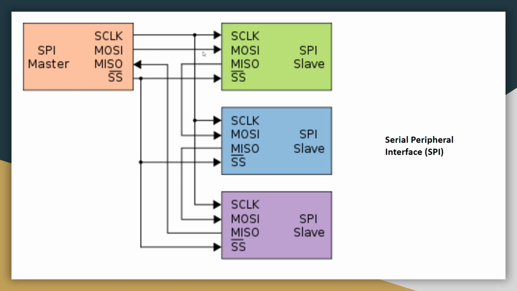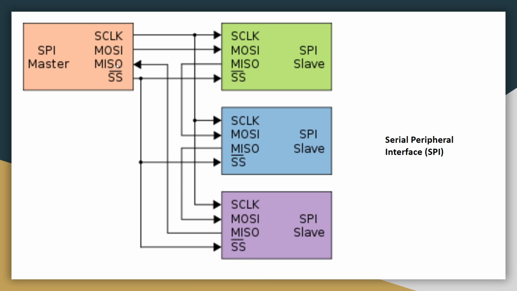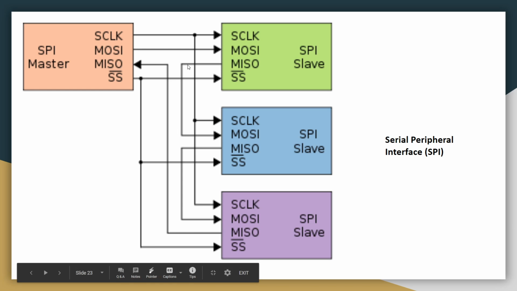The MOSI always goes to the MOSI of the slave, and this is one way of connecting. As you can see here, they've connected the MISO of this one to the MOSI of another. In this diagram, in the end the MISO of the final slave goes to the MISO of the master. But another way of doing it is connecting the MOSI to every single MOSI of all the slaves, and shorting the MISO to every single MISO of all the slaves. That's another way of connecting it.